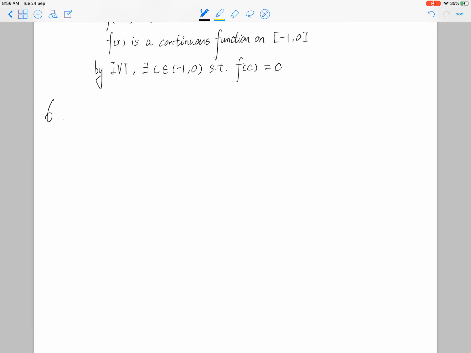Problem 6. f is continuous on the closed interval [0, 1], and f(x) is between 0 and 1, for x between 0 and 1. So is it true that f(c) equals c for some c between 0 and 1? So what is f(c) equals c?